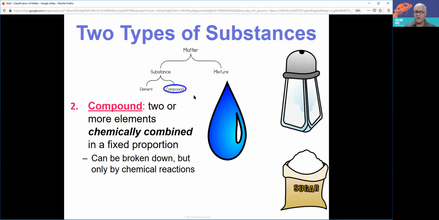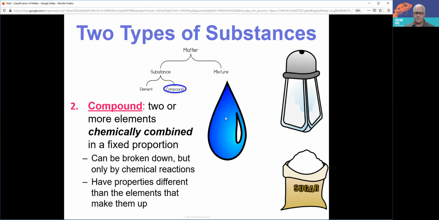To break them apart would require an enormous chemical reaction. But the compound has different properties than that of the elements that make them up. So we talked about the salt for a moment.